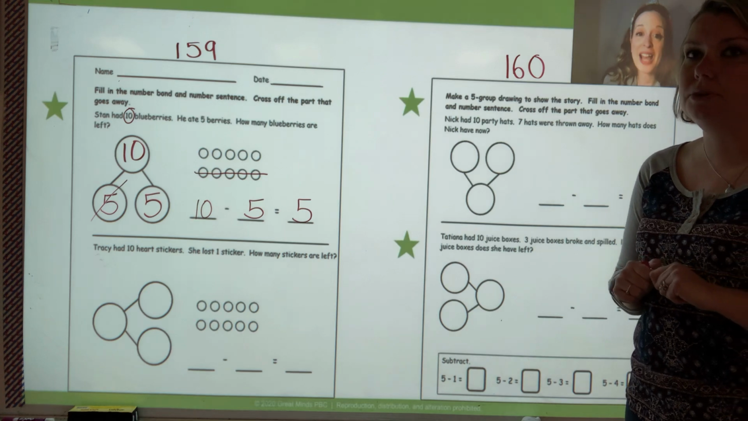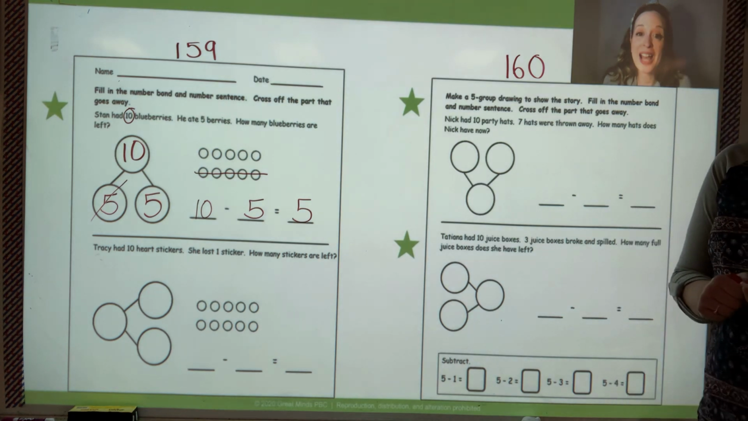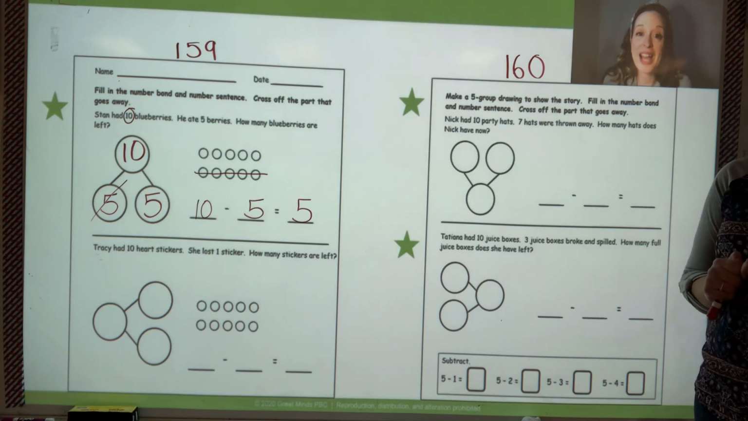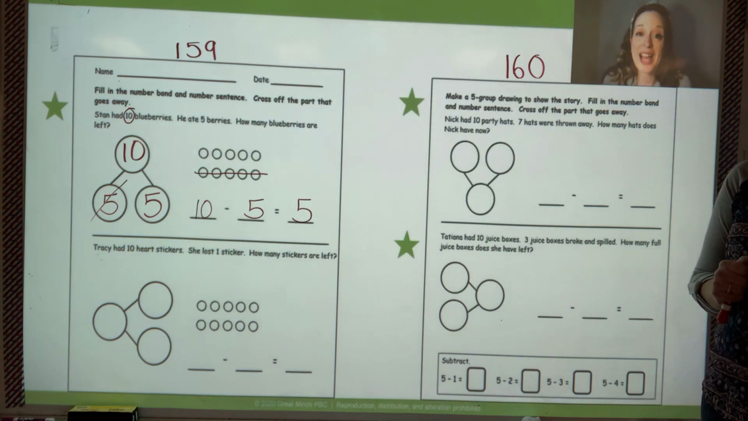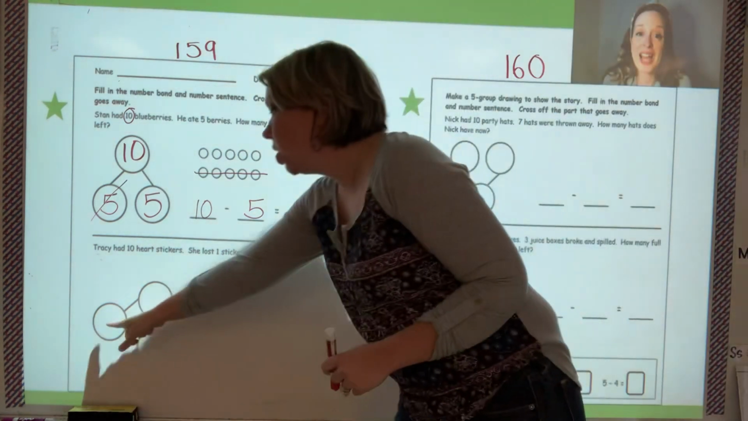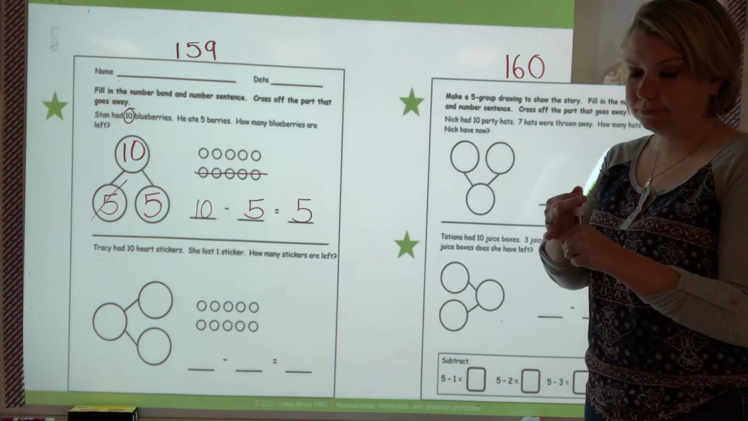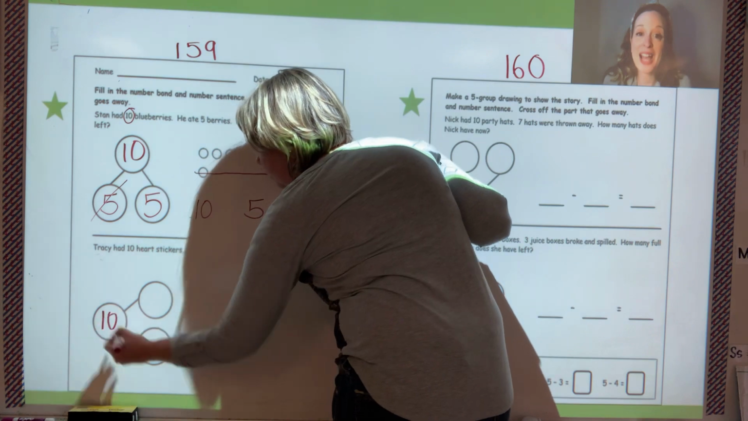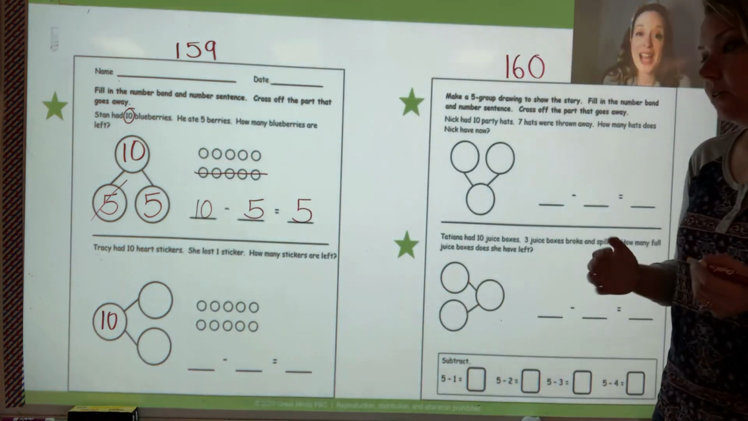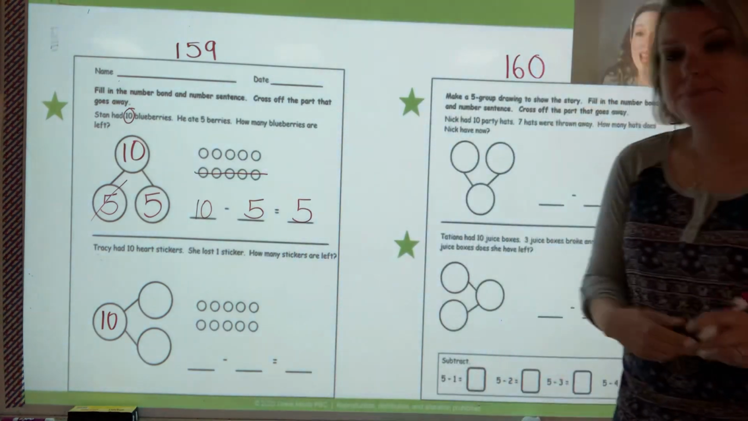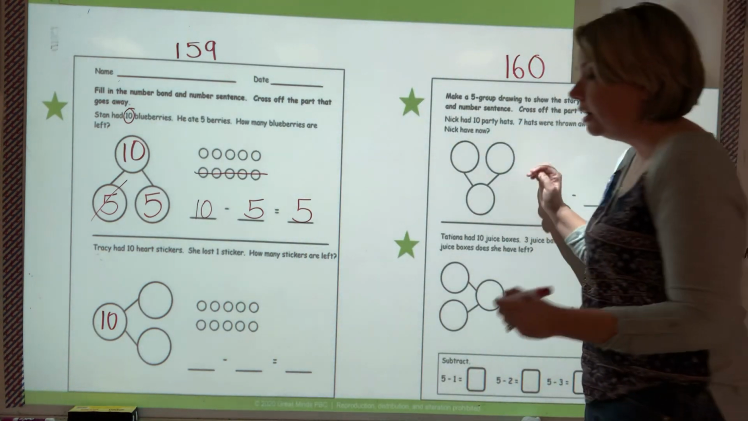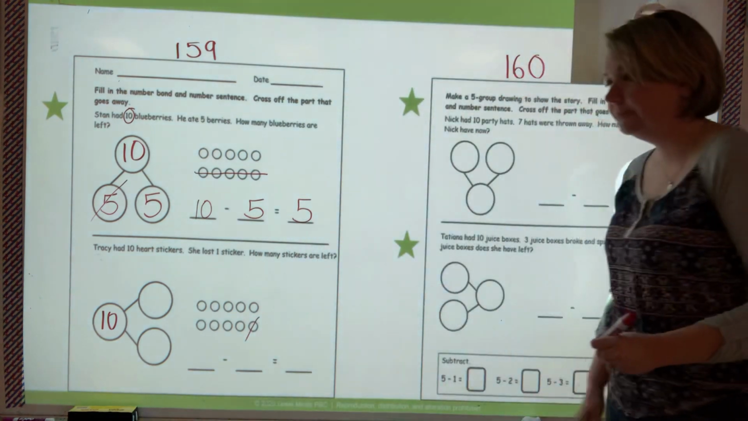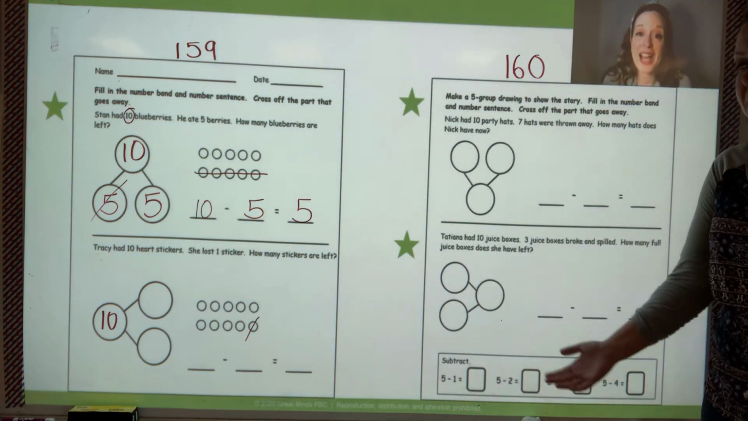Once again, lots of wonderful focus and concentration. Adeline, can you help me with my number bond, please? What am I going to put in the hole? 10. 10 in the hole. But before I do my number bond, I missed a step. What do I need to do with my picture, Adeline? You have to cross out 1. Cross out 1 sticker.